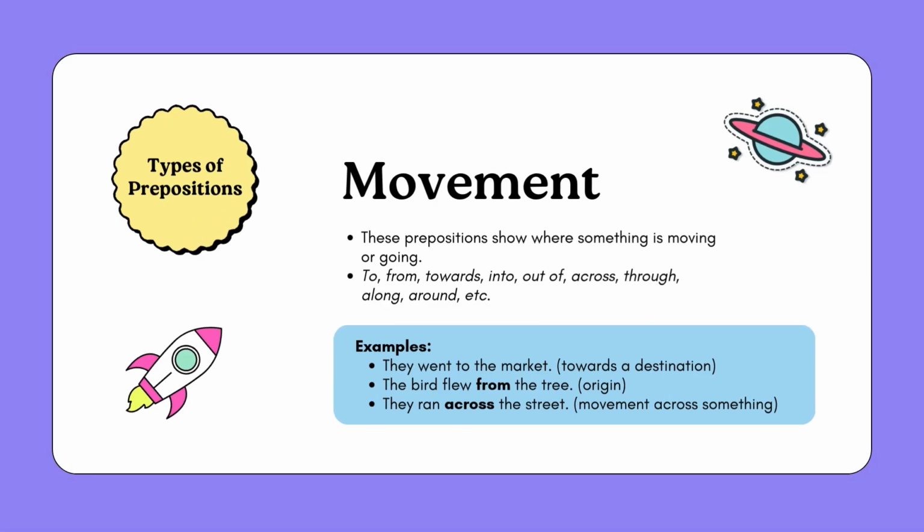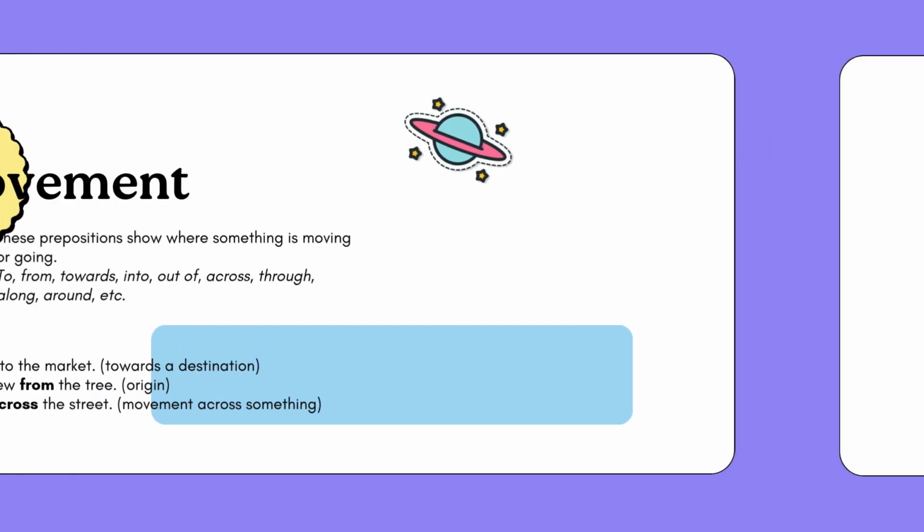Next, we have prepositions of movement. Prepositions of movement show how something moves from one place to another. For example, they went to the market shows direction toward a place.